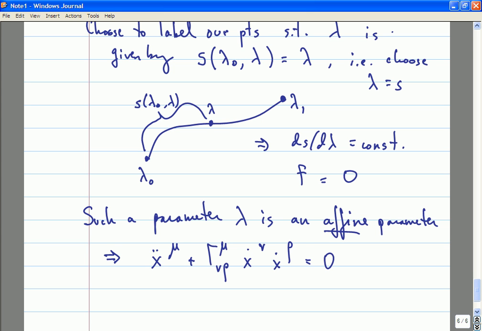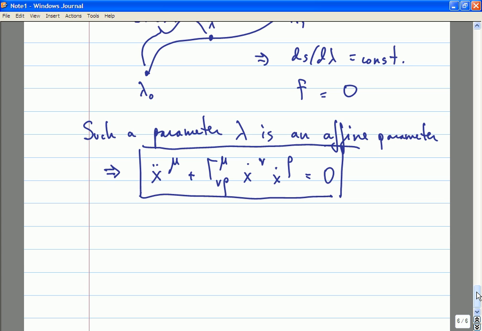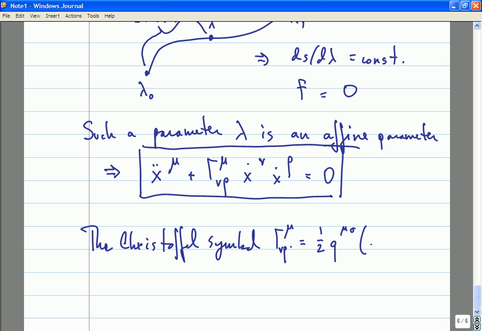Questions? Okay. So I introduced here this Christoffel symbol, let me write it down for you again. So gamma mu nu rho is 1/2 g mu sigma times (partial nu g sigma rho plus partial rho g sigma nu minus partial sigma g nu rho).